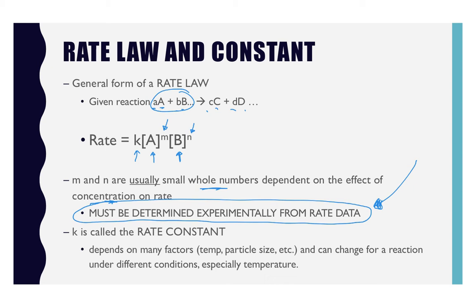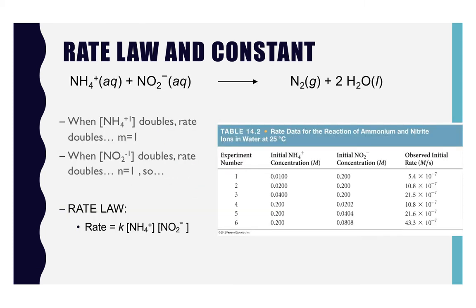Okay, k, the thing out in front, is called the rate constant. It's just a constant that goes along with any particular reaction, and it depends upon a lot of factors. It depends upon the temperature. So if I change the temperature, the rate constant is probably going to change. If I change the particle size, that's going to change. So it can change for reactions under different conditions. Usually temperature is the most common one that they're changing. So if I change the temperature, the rate constant for this reaction is going to change. But if I keep all conditions the same, the rate constant is constant. All right, so using that, we said that m was 1 for NH4+ and n was 1 for NO2-. So I can write the rate law.